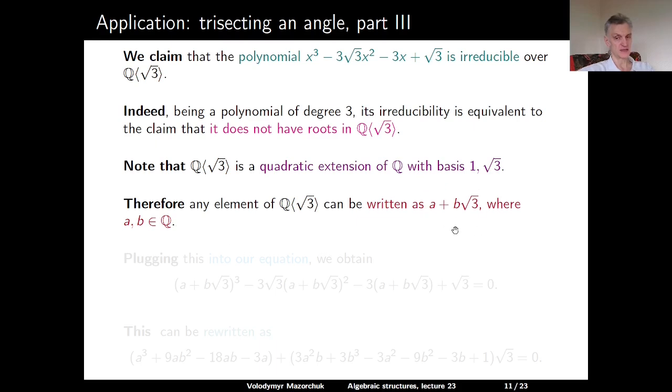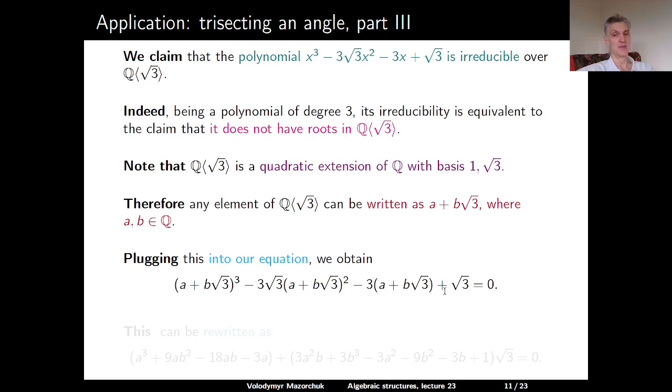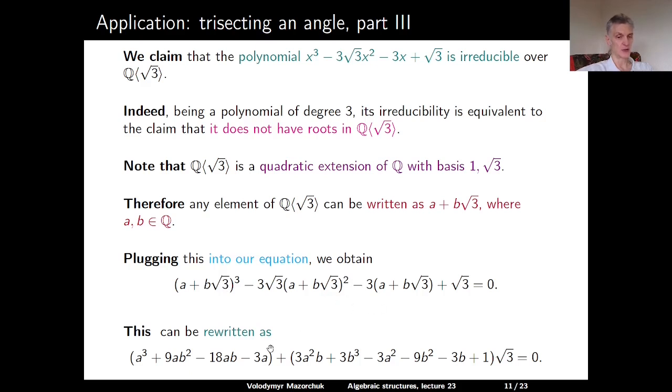So if we take such an element and we plug it in our polynomial, we get the following equation. (a plus b square root of 3) cubed minus 3 square root of 3 times (a plus b square root of 3) squared minus 3 times (a plus b square root of 3) plus the square root of 3 is equal to 0. We can rewrite this in the following way, so we just compute all these cubes, squares, and we collect the rational part and the part with the factor square root of 3 separately.